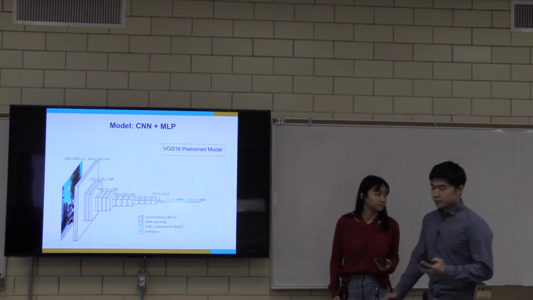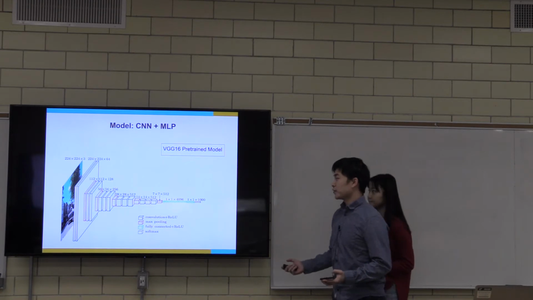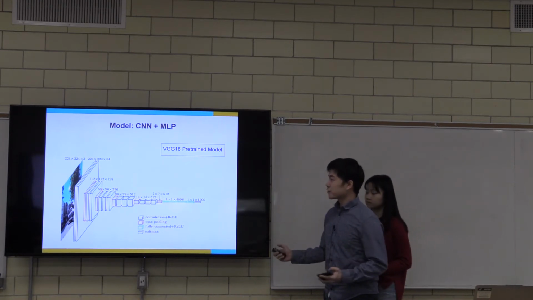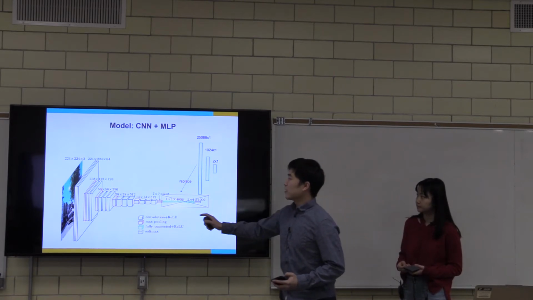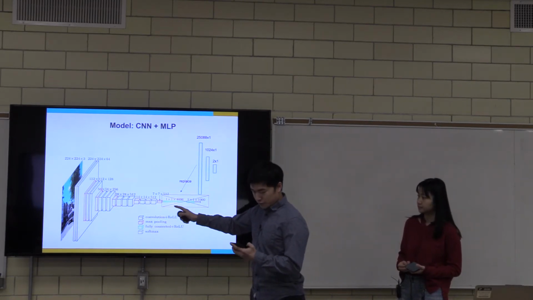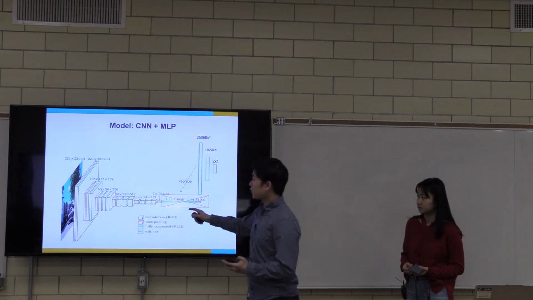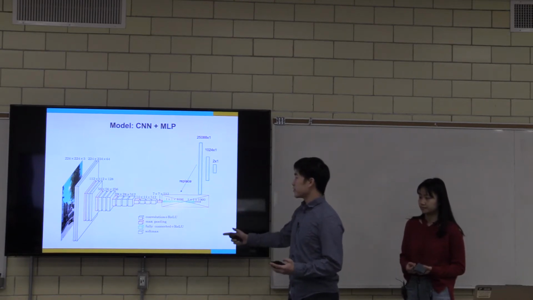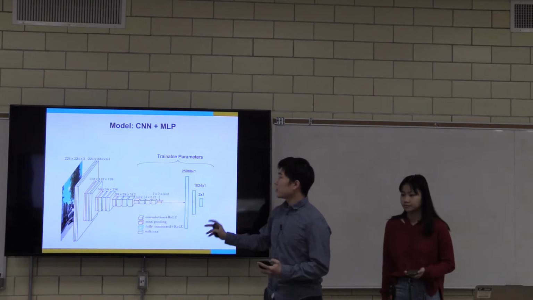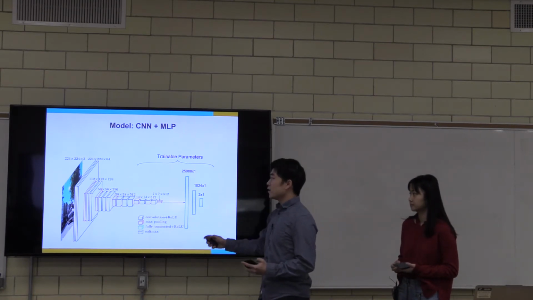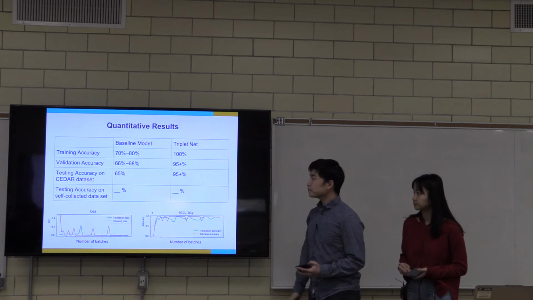The neural network is based on VGG16, which is a pre-trained model that's known for picking up details in images. We utilize the advantage of the pre-trained CNN, but modify the fully connected layers to suit the purpose of this project. We keep the first 10 layers fixed, the parameters fixed, and only train the last 3 layers of the CNN and the 3 layers of the MLP.